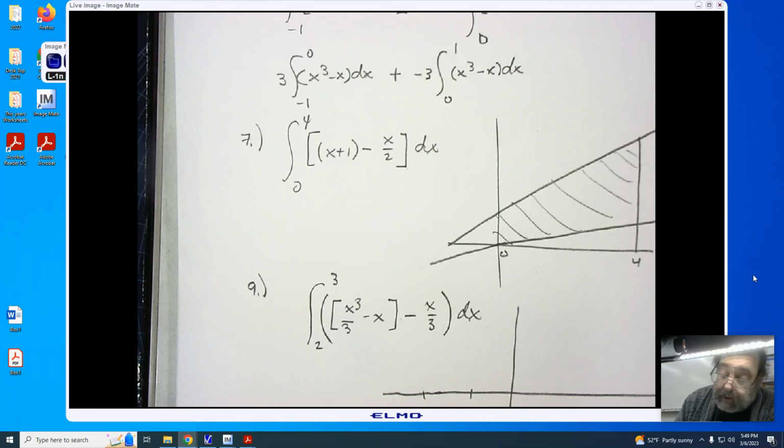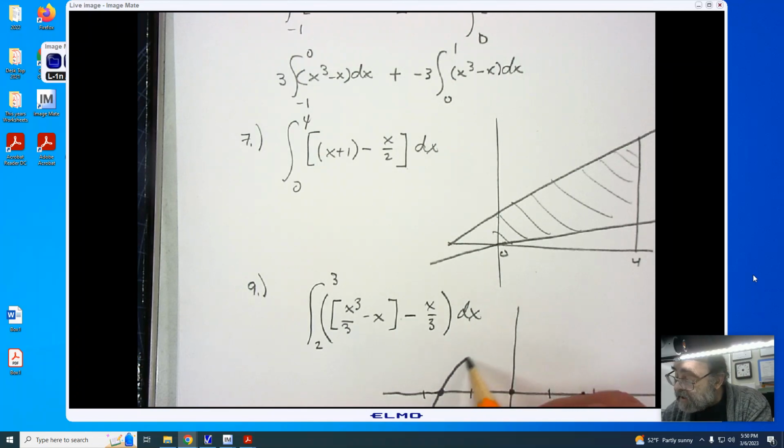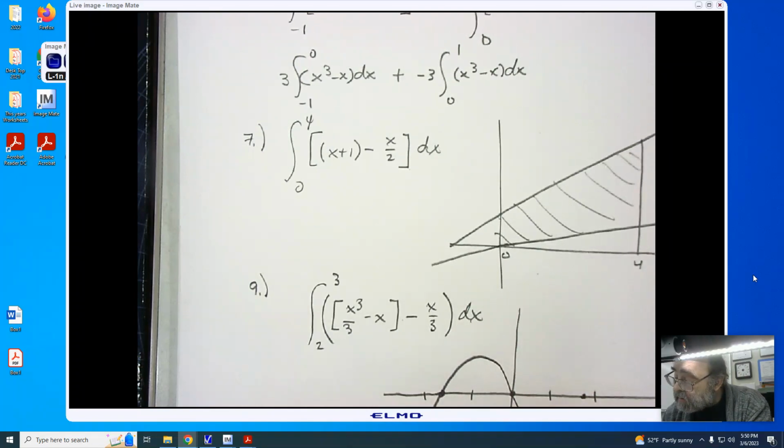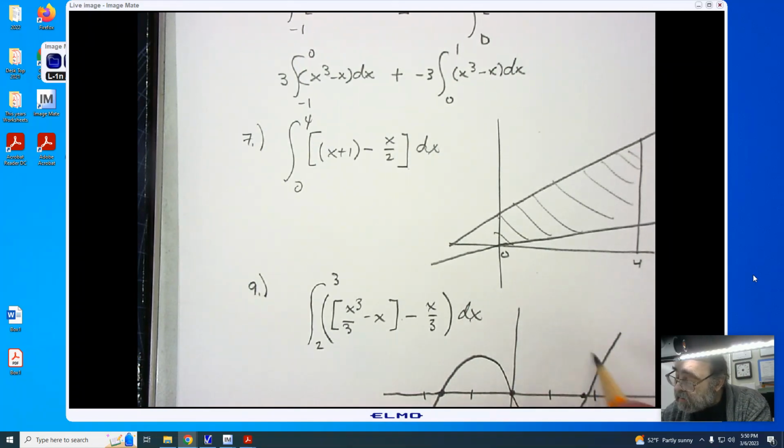And let's just see, so our root 3, positive root 3 and 0 are the intersections. So we know our graph does this. Good enough. We have our intersection here and here.